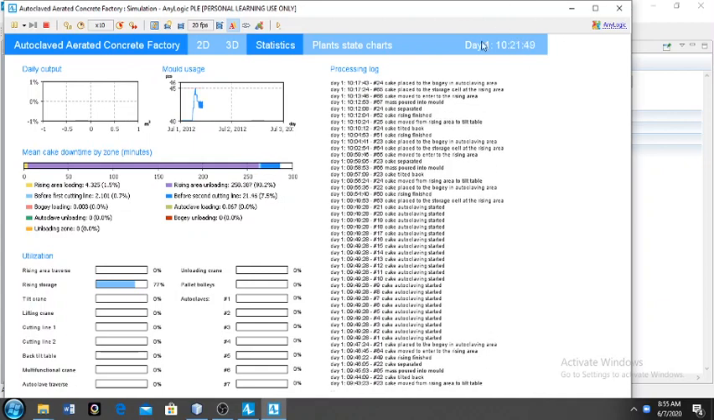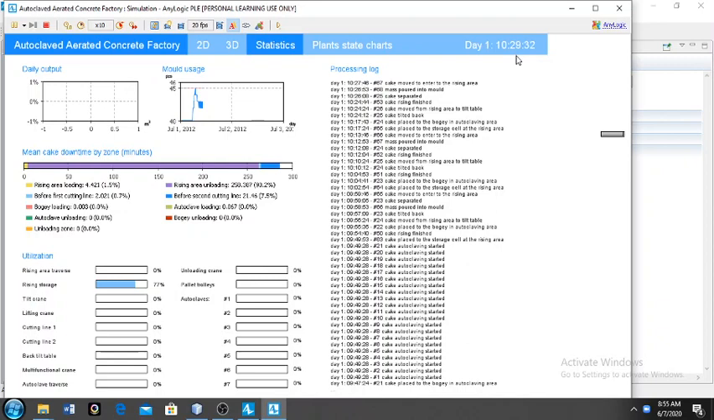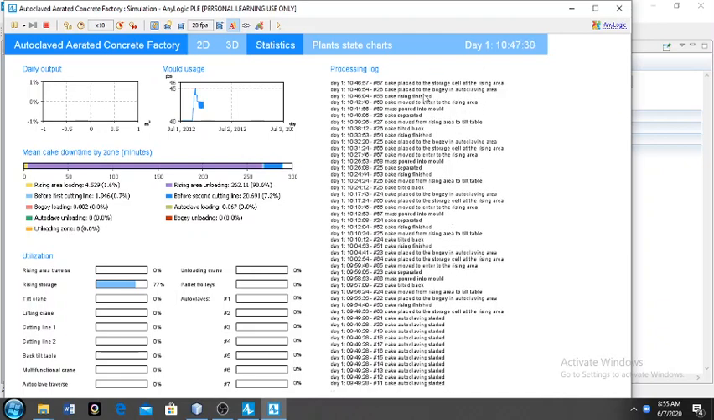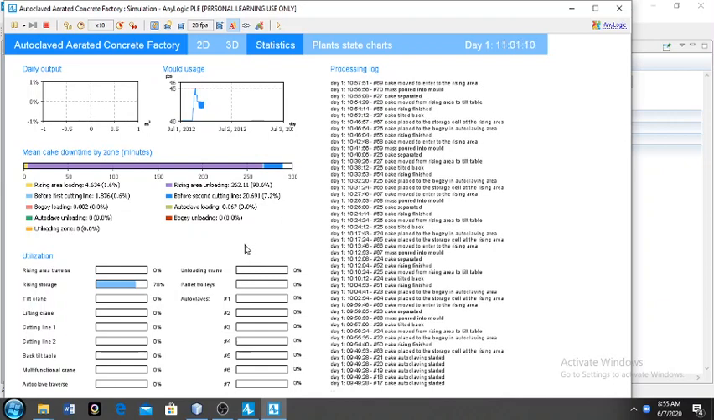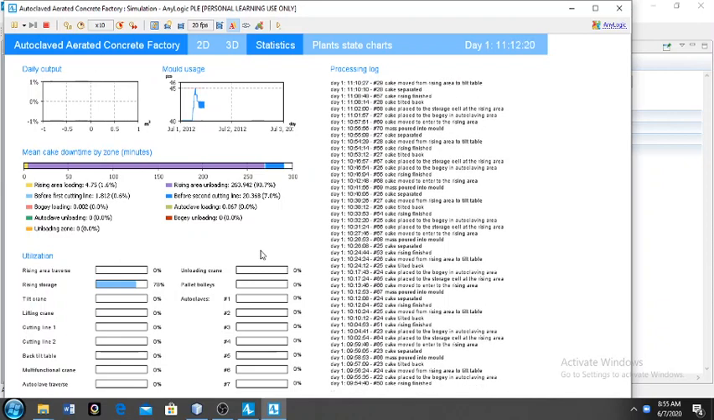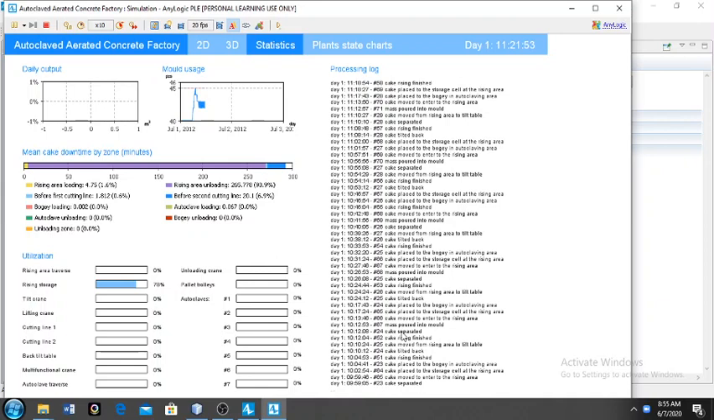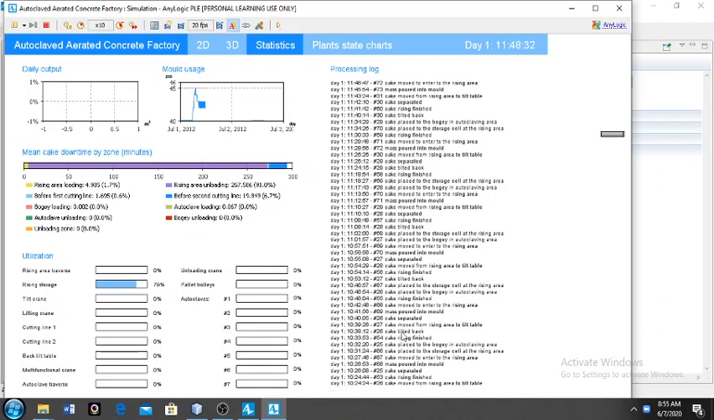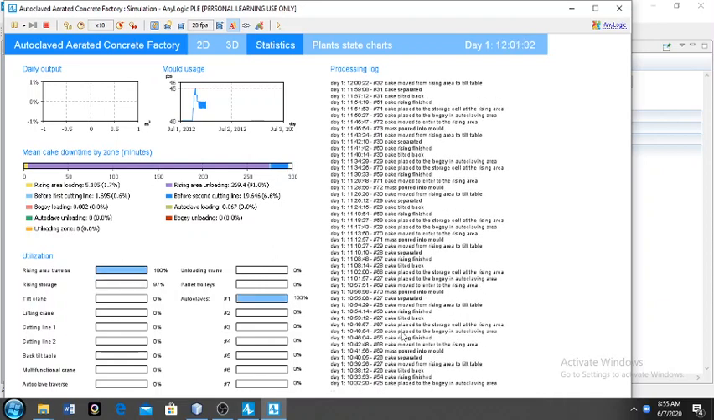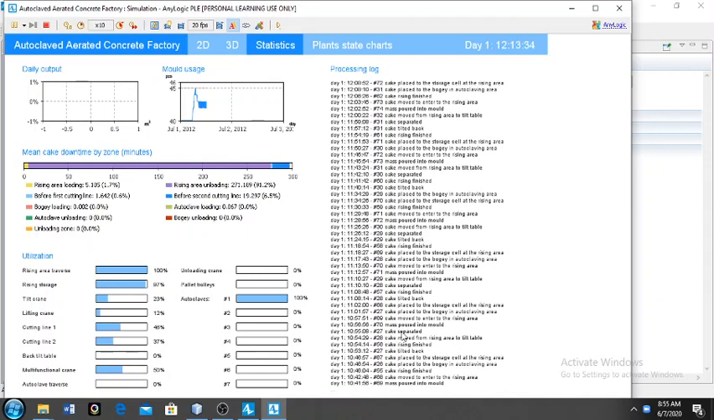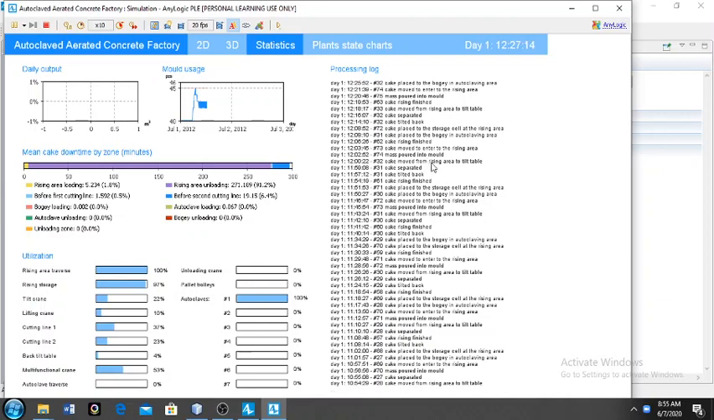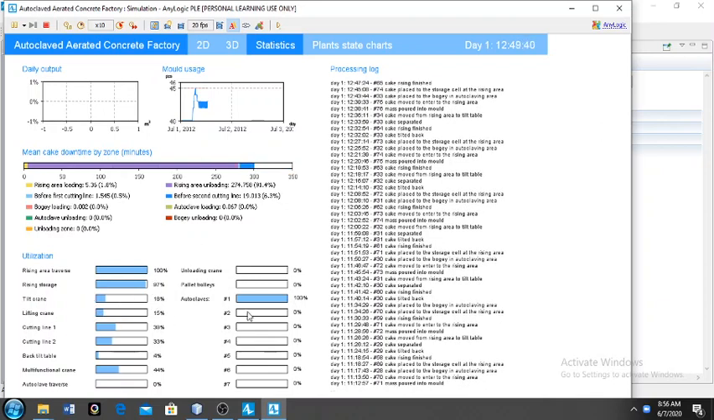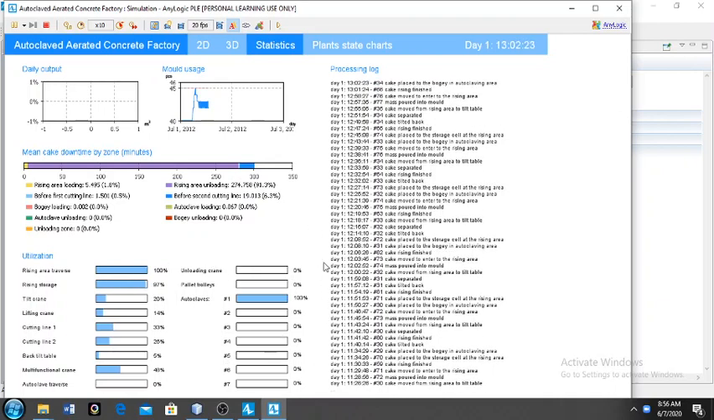Here is day 1, 10 hours. This is the processing log. The information we want is this information, and you find it in the statistics. This will give an idea to investors about the resources they want to inject in the project. You see that it's rising now after 12 hours. We have the output. The output has started.